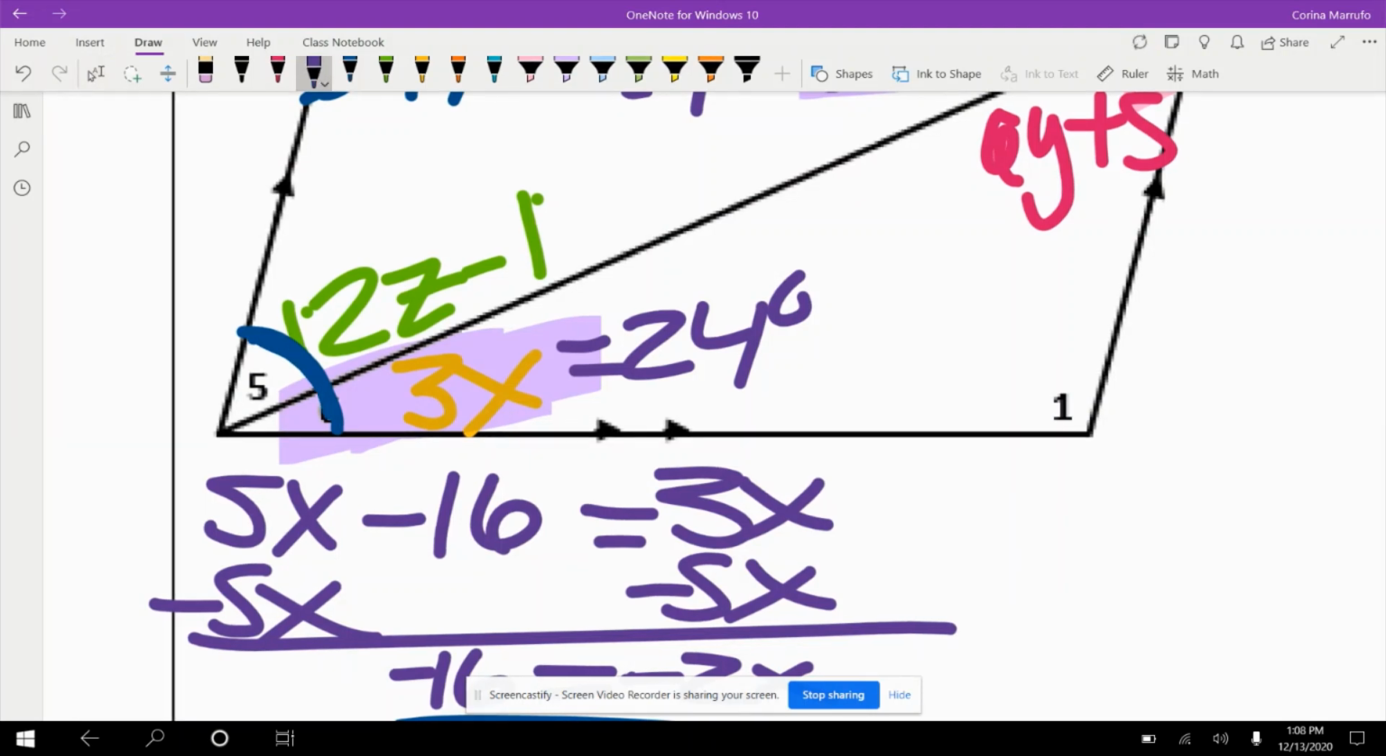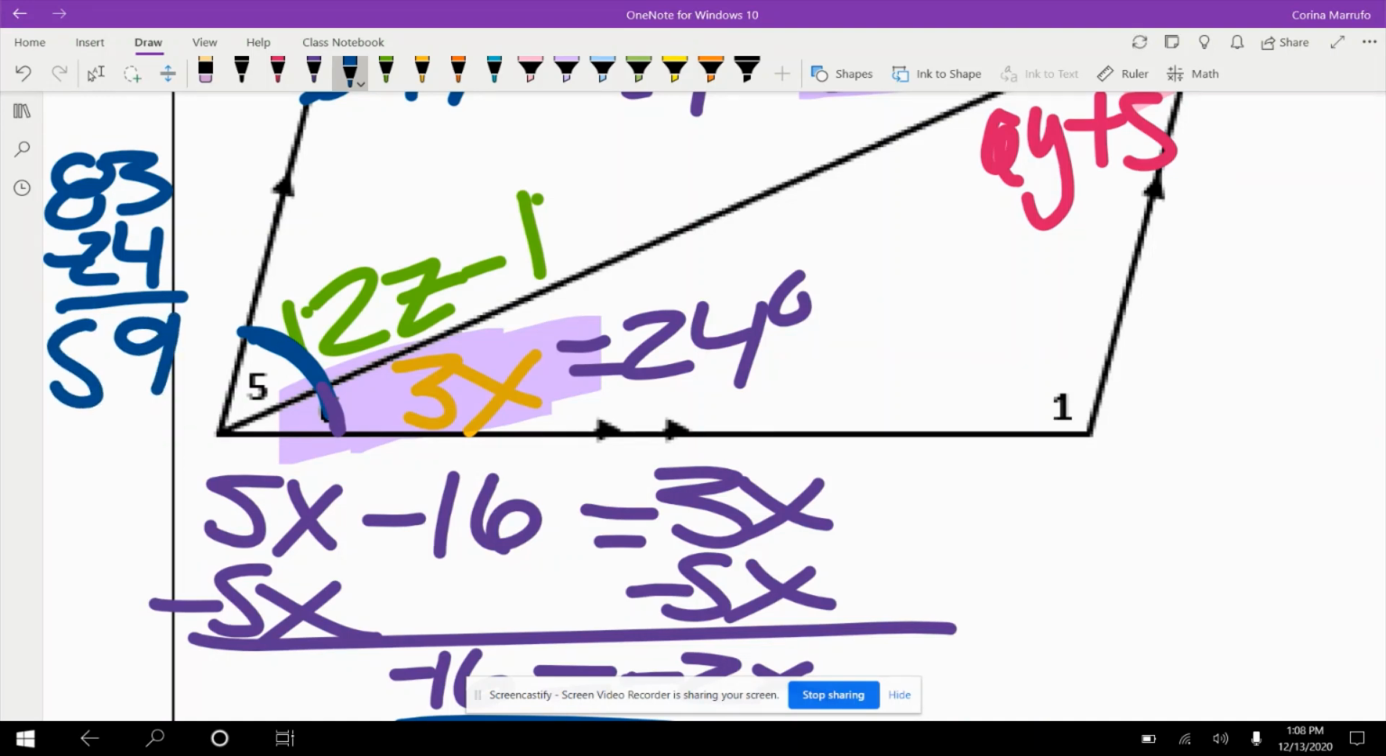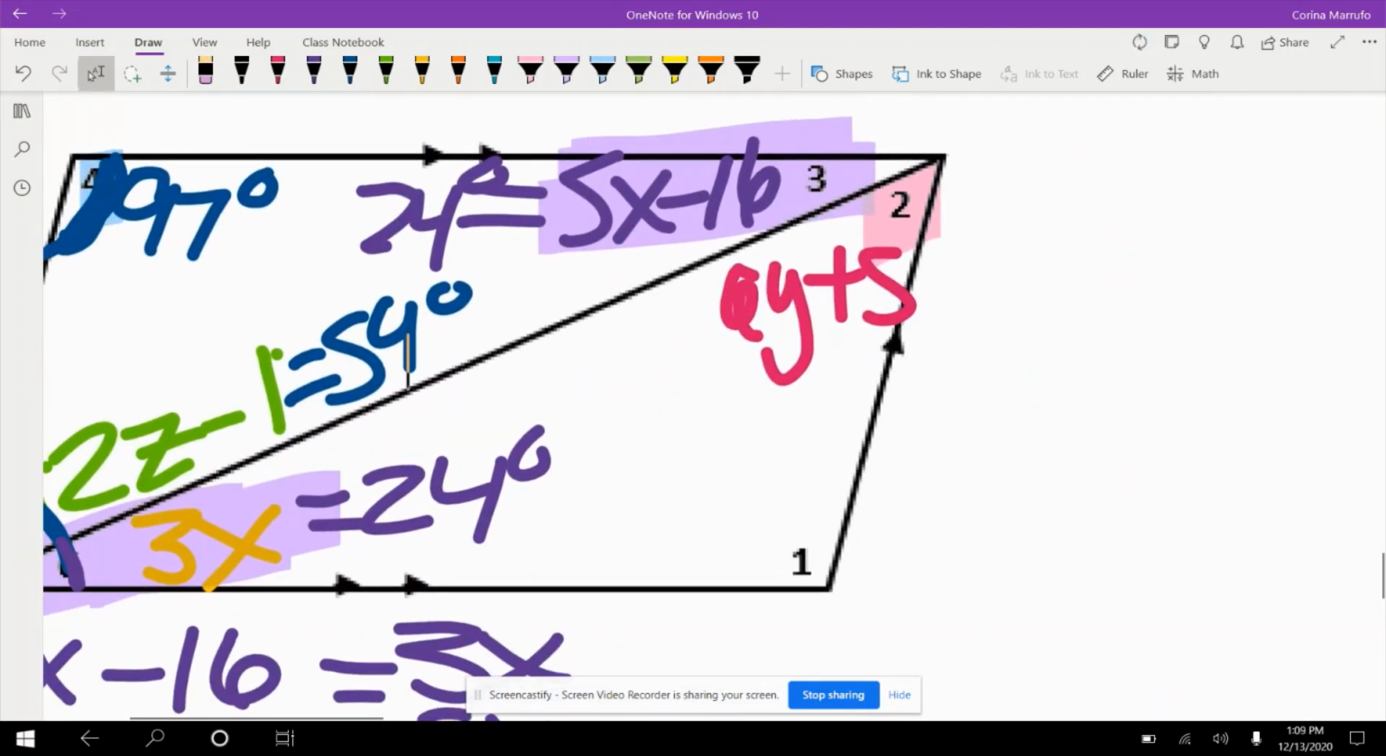Okay, so that means that these two angles put together need to add up to 83. But we already know that 6, this little section right here, is 24. So if we do 83 minus 24, borrow 1, this gives us 9, 59. So that means that this is equal to 59 degrees. And then this one is also equal to 59 degrees. Okay, because they're alternate interior angles. So they're both going to be equal. They're going to be the same number.